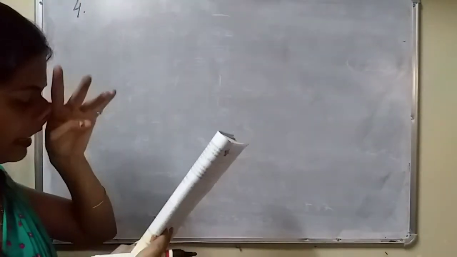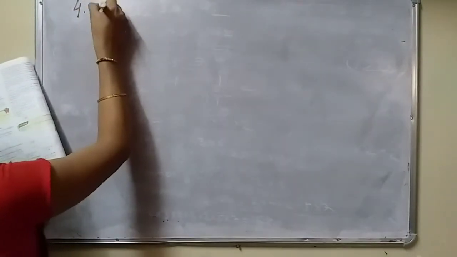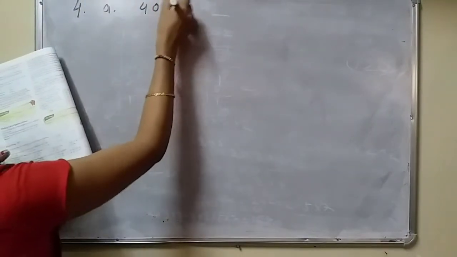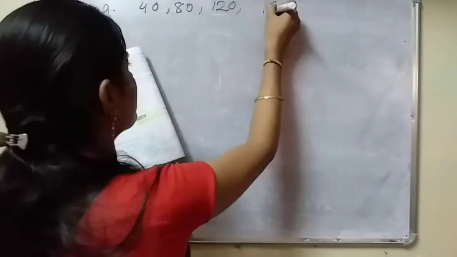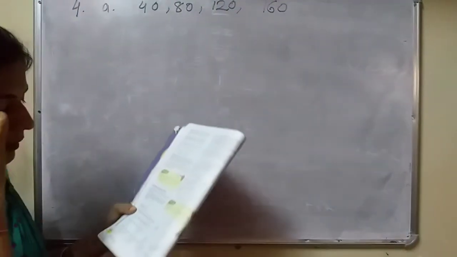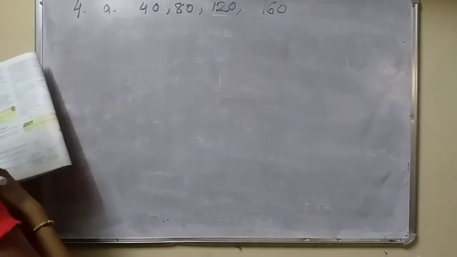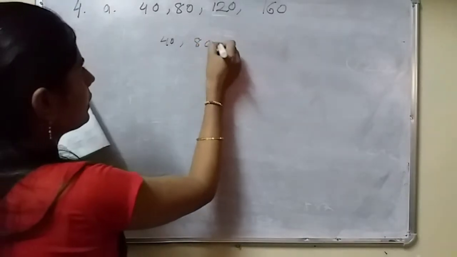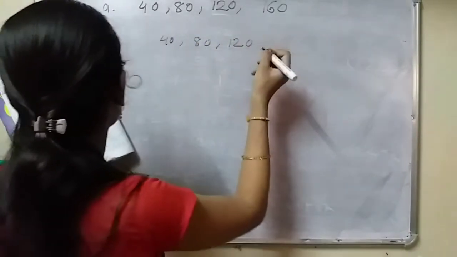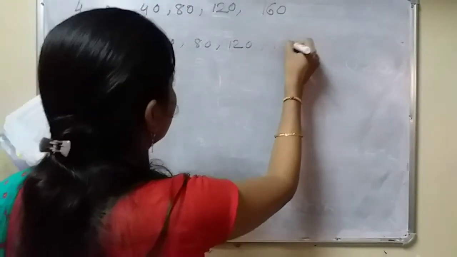Find the LCM of the following numbers by common division method. Common division method questions are example number 6, 17 and 18. Just solve it once. After that solve question number 4. 40, 80, 120 and 160. By common division method you have to find out its LCM. So 40, 80, 120 and 160.